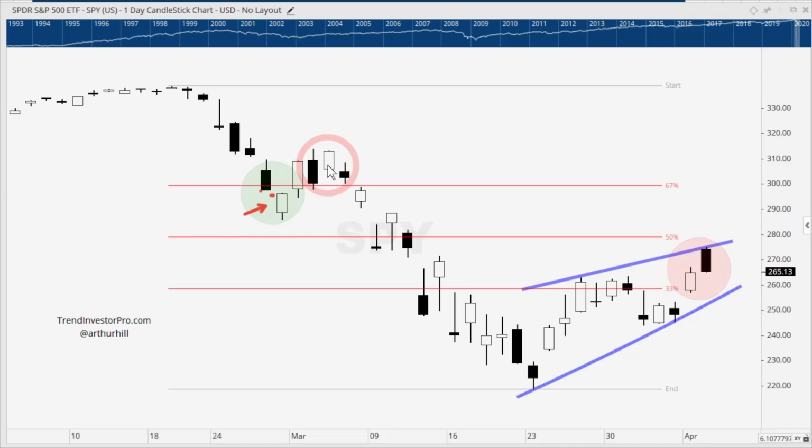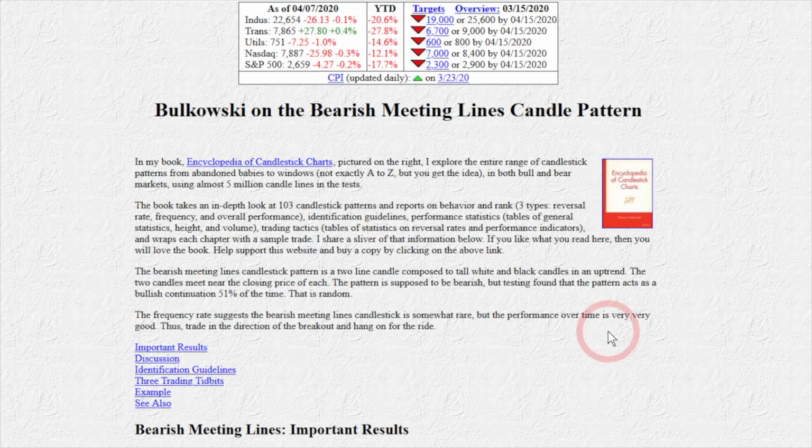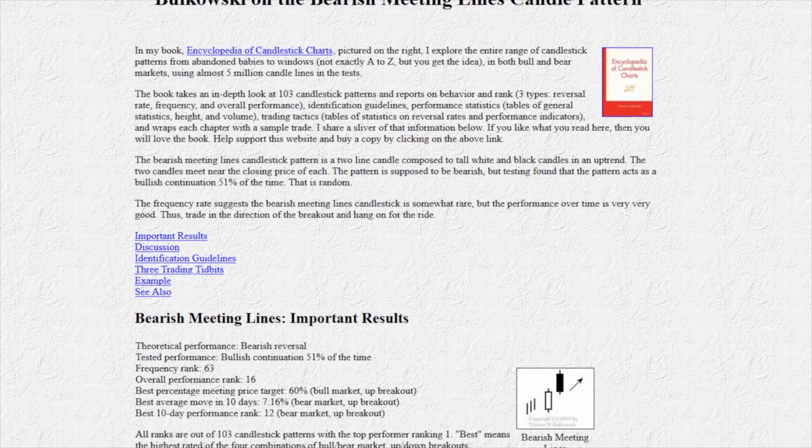But I went to Thomas Bulkowski's website, the pattern site, I believe. I'll take you there right now. So Thomas Bulkowski, of course, wrote the Encyclopedia of Chart Patterns. He also wrote an Encyclopedia of Candlestick Charts, you can see here. And he backtested some. This is patternsite.com. And what I was interested in was the back test.